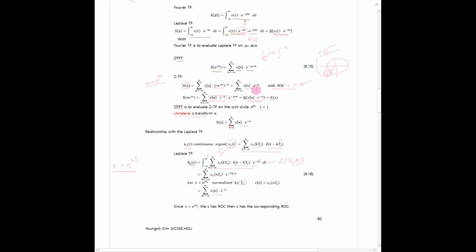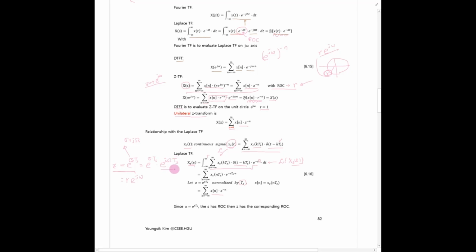You can compare this derivation and this one. So we use these terms, r times e to the j omega, as z. But we know that s can be expressed by a real term sigma plus j omega. Okay, then you may understand the relationship between r and omega. e to the sigma times Ts and e to the j omega times Ts.